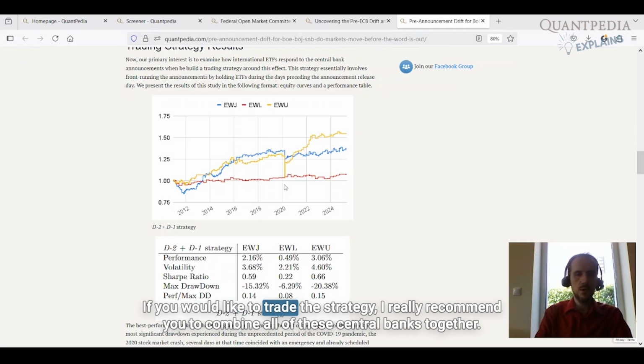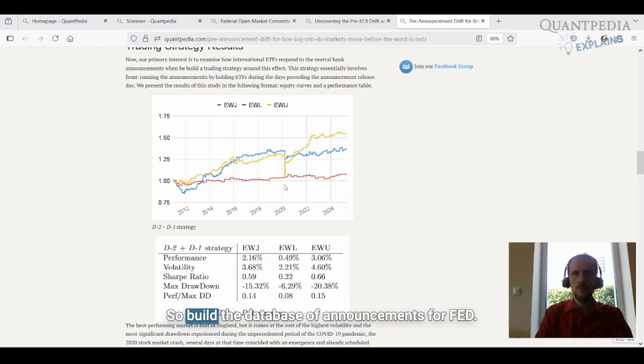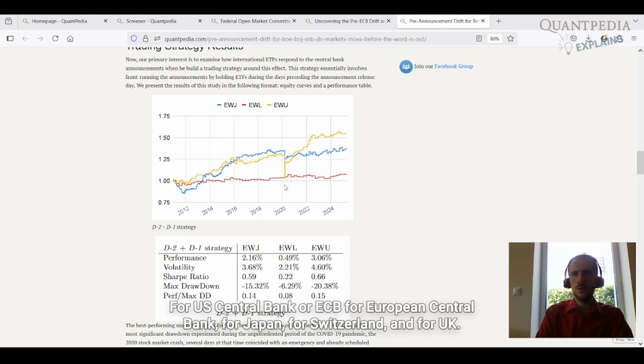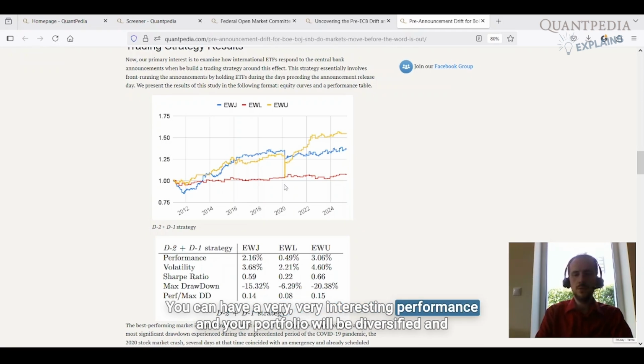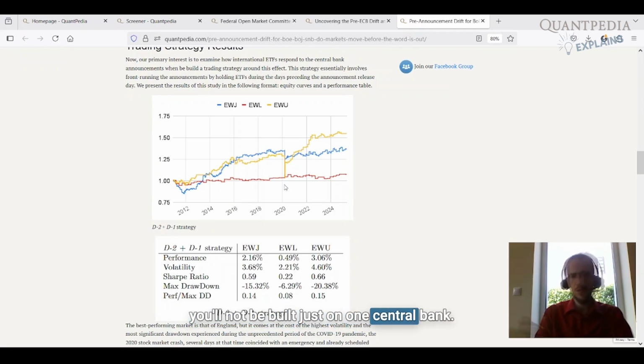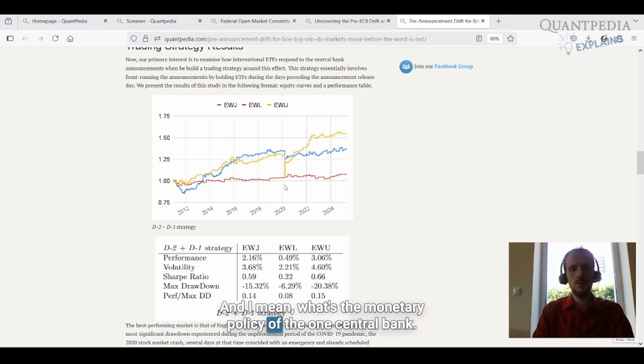If you would like to trade this strategy, I really recommend you combine all of these central banks together. So build a database of announcements for the Fed, the US central bank, for the ECB, the European Central Bank, for Japan, for Switzerland and for the UK, and you can trade all five of them together. You can have a very interesting performance, and your portfolio will be diversified and will not be built just on one central bank and its monetary policy.